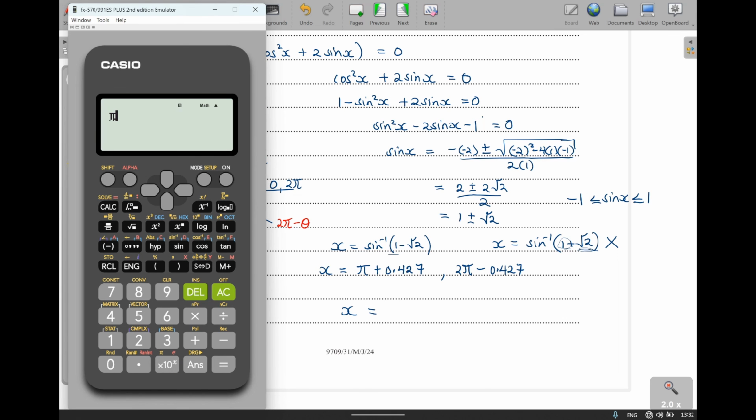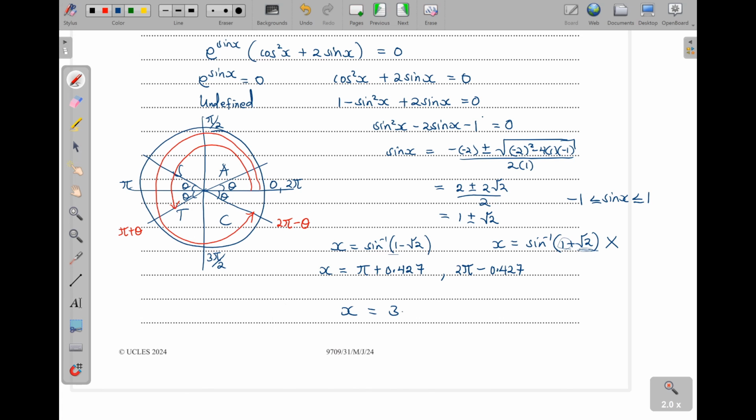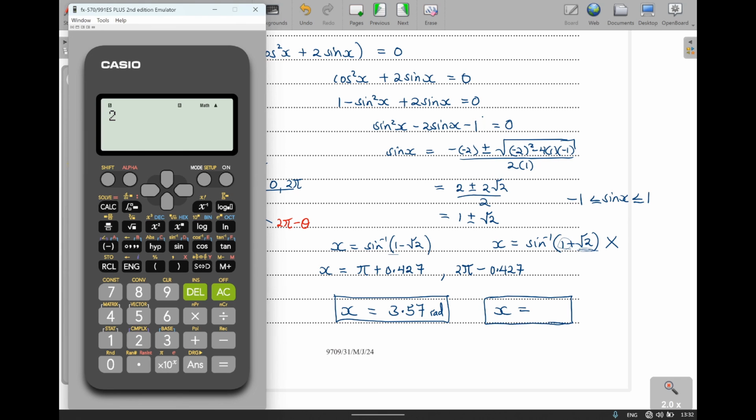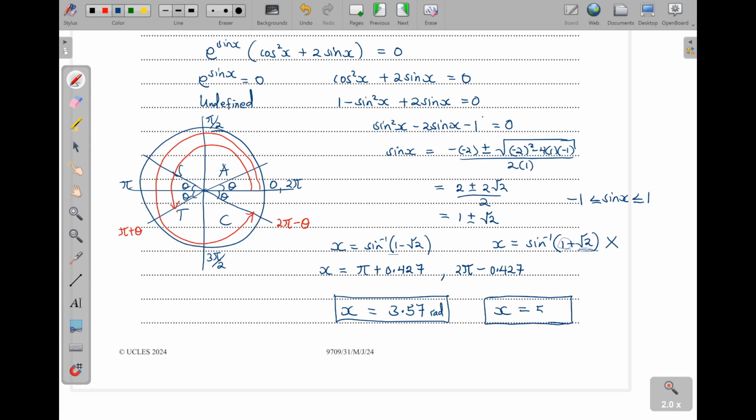Pi plus 0.427. I'm going to write the answer to 3 significant figures. Okay, so 3.57. These ones are in radians. Okay, that is one answer. Then the next one is here. x is equal to what? 2 pi, then minus 0.427. This one gives me 5.86 to 3 significant figures. So that is that.